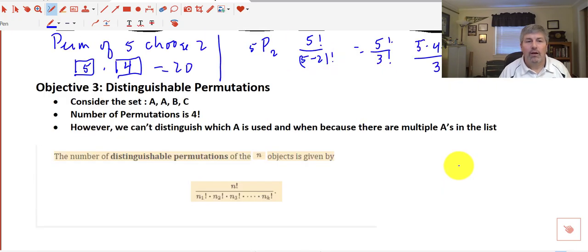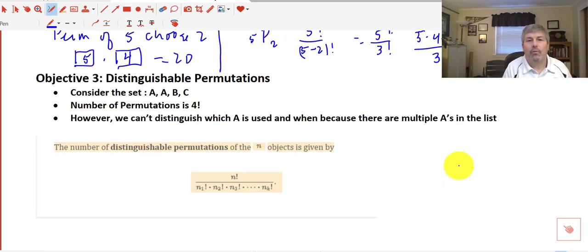Our third objective is to explore distinguishable permutations. Let's consider the set A, B, and C. The number of permutations here is 4 factorial. However, we can't distinguish which A is used and when it's used because there are multiple A's in the list. So we want to be able to distinguish the permutations. So the number of distinguishable permutations is given by n factorial, all divided by n1 factorial, n2 factorial, n3 factorial, and so forth. What exactly does this mean?